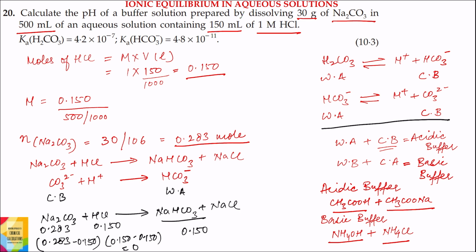Now since in this buffer solution HCO3 minus is acting as the weak acid, CO3 2 minus is acting as the conjugate base. Here the Ka value we will use while finding the pH will be for HCO3 minus ion, because this reaction involves the buffer solution which is a combination of HCO3 minus and CO3 2 minus, and HCO3 minus is acting as the weak acid. So this is the acidic buffer where HCO3 minus is the weak acid. So Ka value for HCO3 minus will be used in calculating the pH.